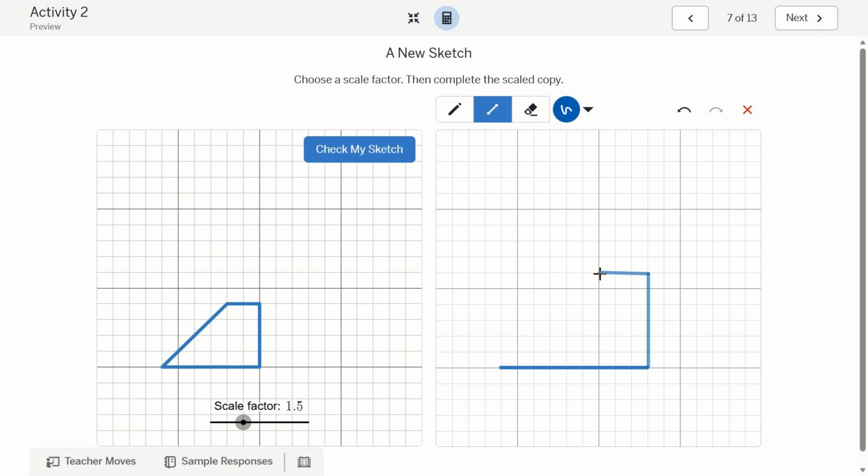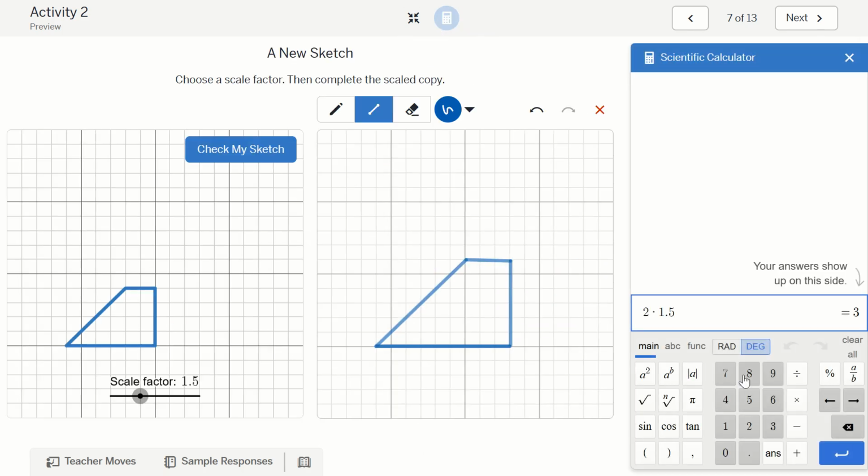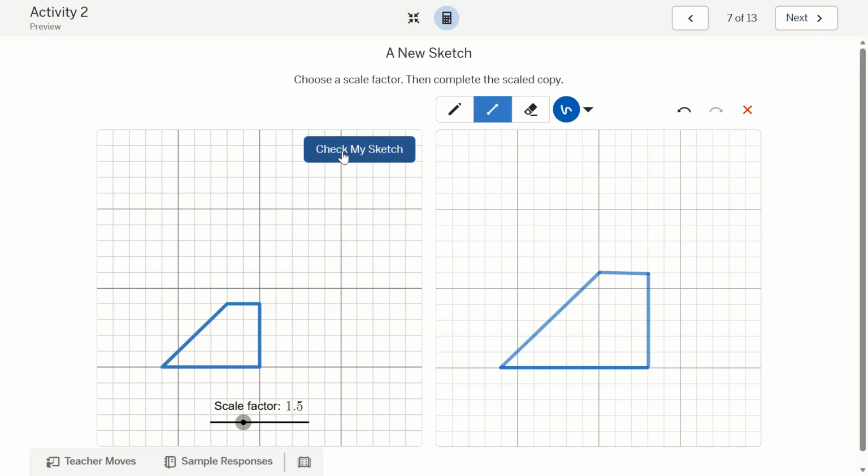So I could literally just do this because there it is. But I mean, I can also count 1, 2, 3, 4 units. 1, 2, 3, 4, 5, 6. 4 times 1.5 should be 6, right? It is 6. So let's check my sketch. I feel like that top line is slanted a little bit, but hey, it was right there. So now you guys know what the scale factor is.